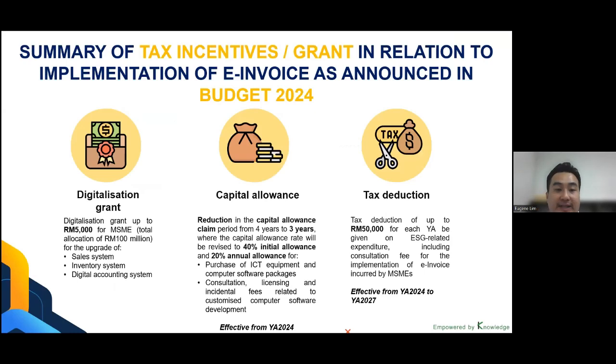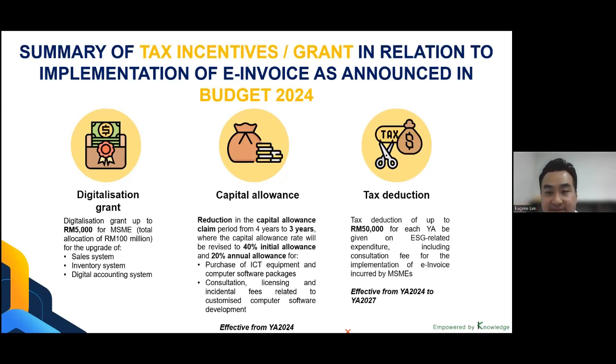So for e-invoice practice, there are 3 benefits given by the government. First is the digitalization grant. The digitalization grant is when you have changed your accounting software, or when you have a POS system, and go for e-invoice, you can apply for the digitalization grant. But this one depends on your supplier. Second, the capital allowance. Last time, for all the costs incurred on the software, you claimed within 4 years. Now they reduce it to 3 years or 2 years. So these are the changes to the capital allowance.